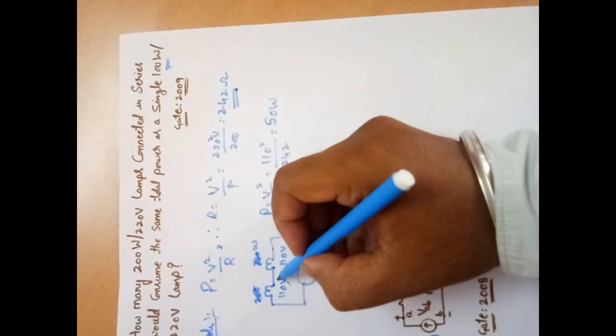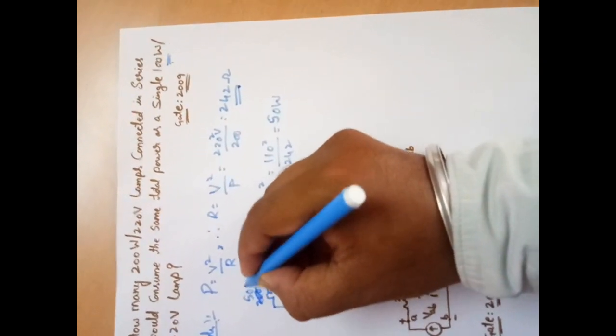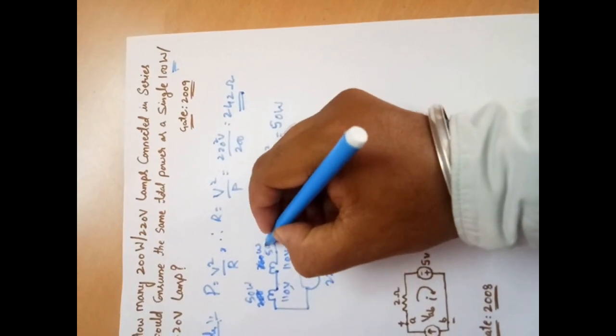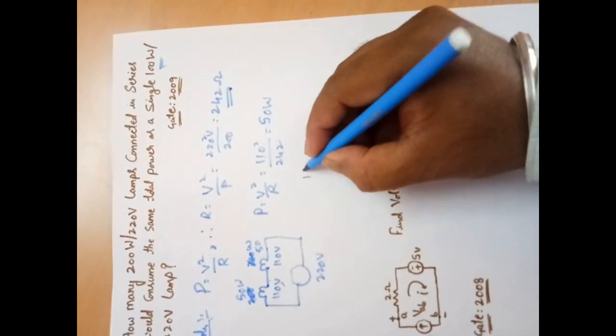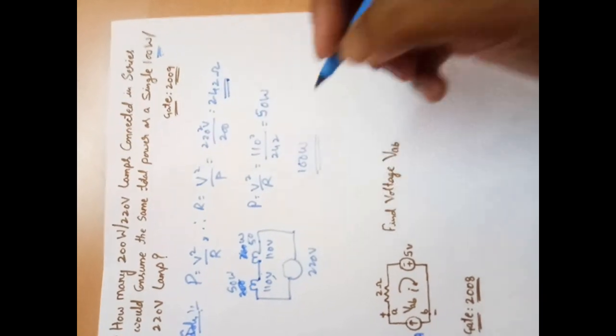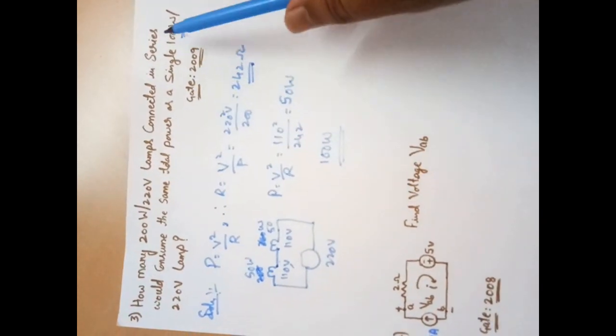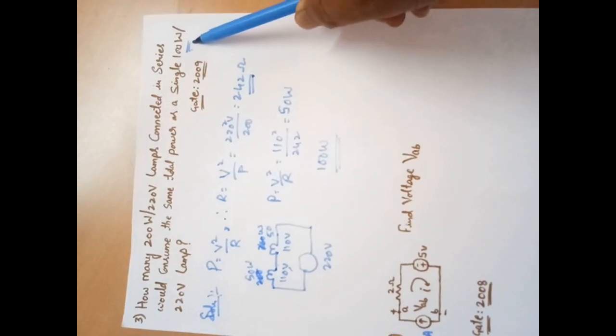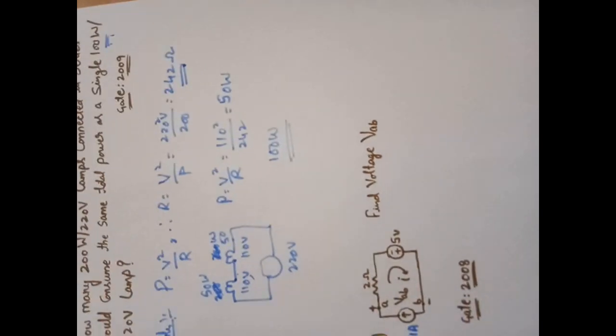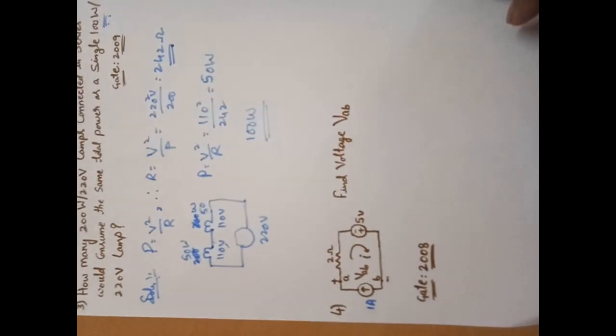So this lamp will consume 50 watt and this lamp will also consume 50 watt. Totally these are going to consume 100 watt. So by using two lamps connected in series, we can get 100 watt power consumption. That will be the answer here. Now let's move on to another question.